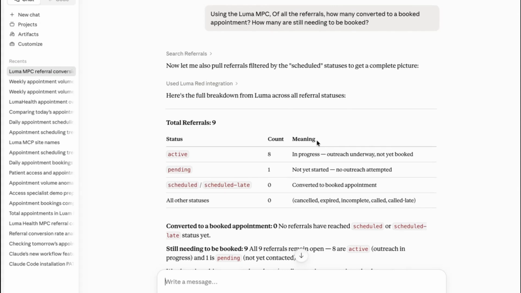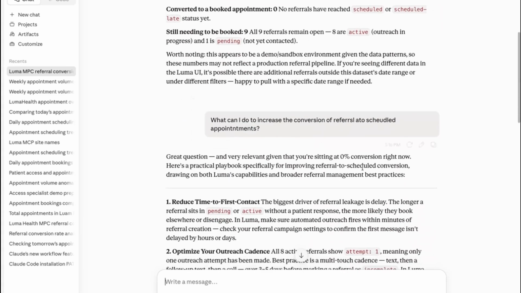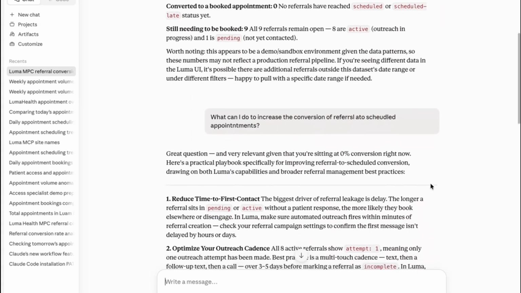So I found that we have 8 active referrals, and 1 is pending. Now as a referral coordinator, it's a little bit concerning that I have so many active and 0 have been scheduled. So I go ahead and ask a follow-up question: what's going on? How can I increase conversion?